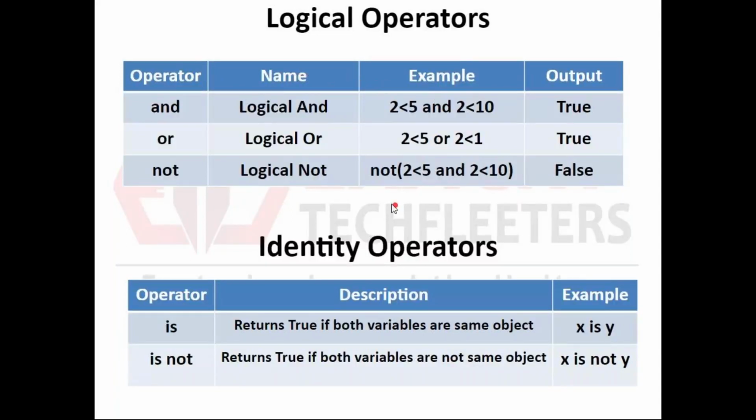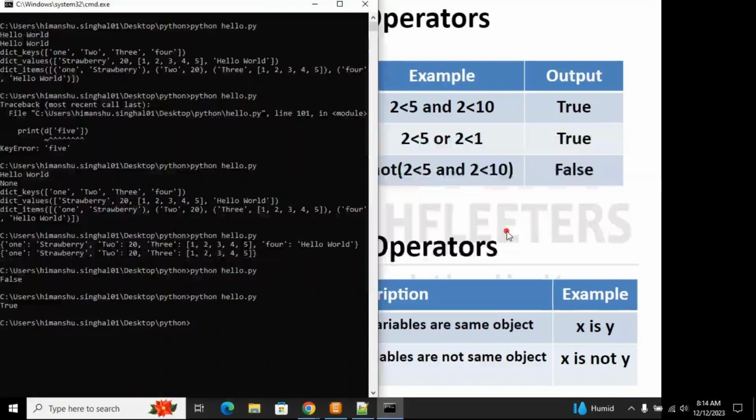These three are the operators: and, or, and not. If you want to combine the output of two comparison operators, you can use and. What does and specify? Both sides must be true, then it will output true, otherwise false. Or specifies that any one of these sides must be true, then it will be true, otherwise false. And not will just invert the output of that particular thing. Let me show you.